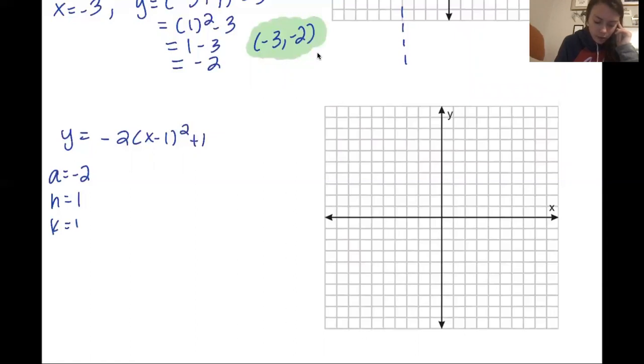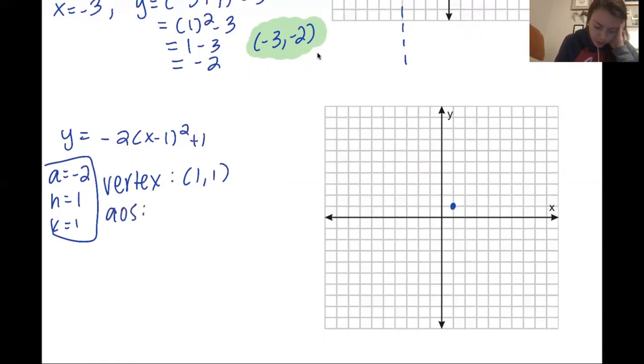So I'm just going to put that over here. That being said, that means our vertex is (1, 1). So that's what I'll put on my graph first. And that means our axis of symmetry is x equals 1 because it's just the x value of our vertex. So I'm doing pretty well so far. I have a lot of my graph done. And then I just need to pick a point and then mirror that point.